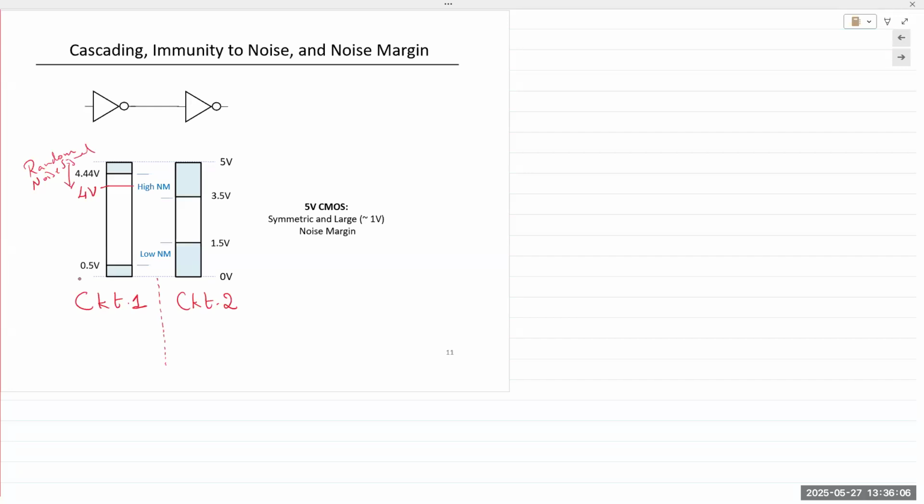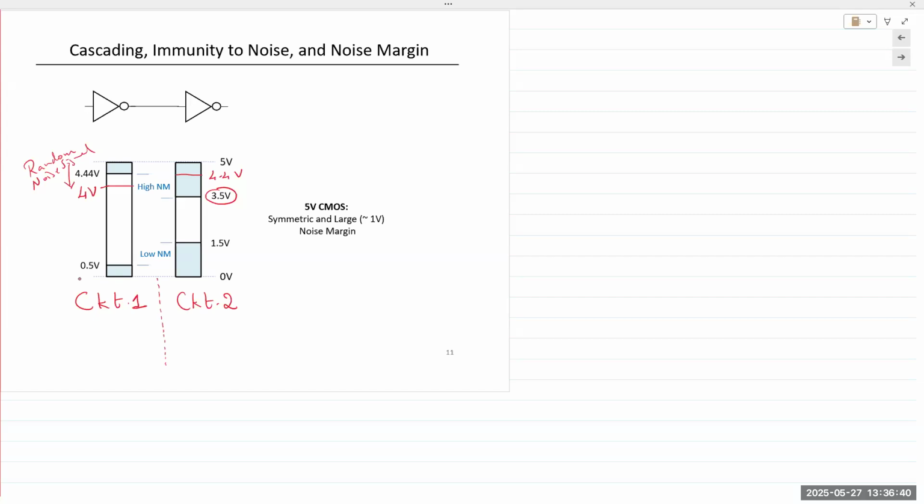Okay. Now on the input side of the second circuit, instead of 3.5 volts tolerance, if we had only 4.4, what would happen? That logic high is no longer recognized as logic high, meaning you're sending logic 1 at the output of the first circuit, but at the receiving end, the input of the second circuit, it is no longer logic 1. It's undetermined. Does that make sense?